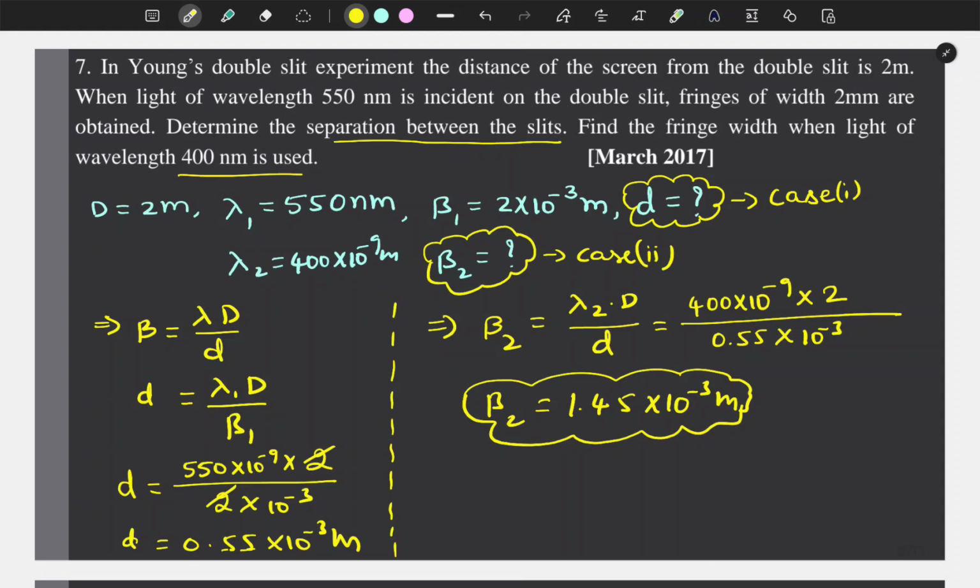So this is about this question. Hope we have understood the answer explanation. We'll move on to the next question.